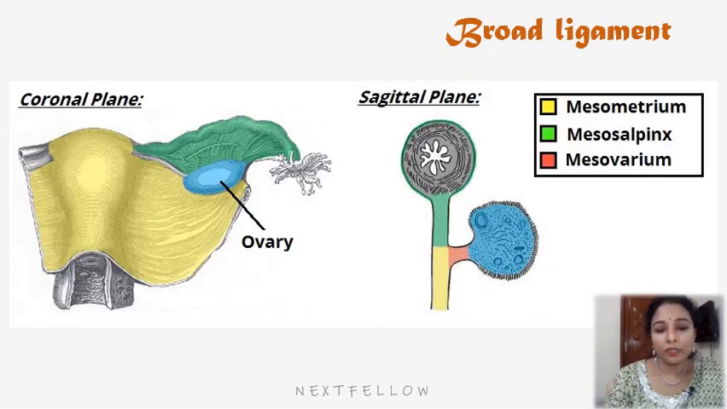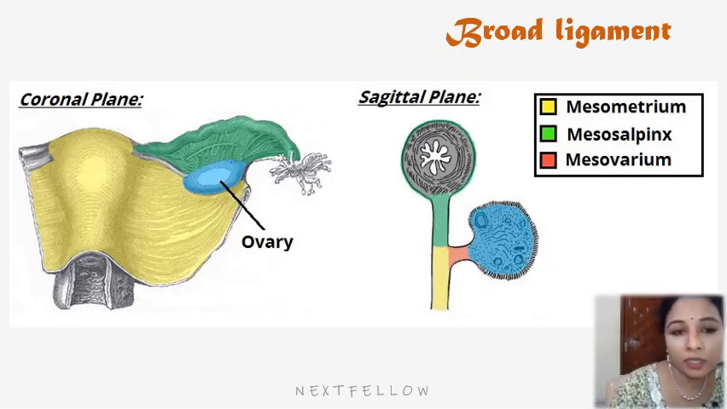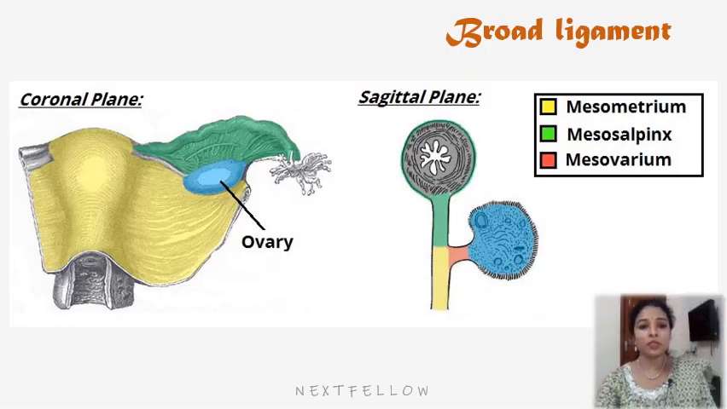Let's see some peritoneal associations with the uterus. So this is the broad ligament which is present on each side. The broad ligament consists of a double layered fold of parietal peritoneum extending from the uterus to the lateral pelvic wall.